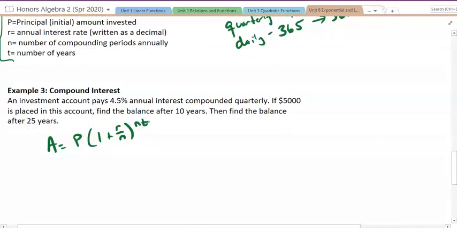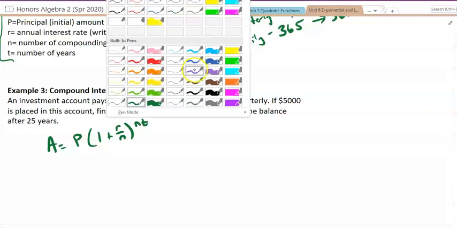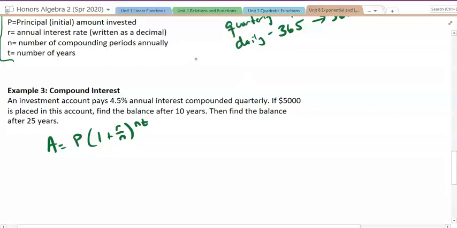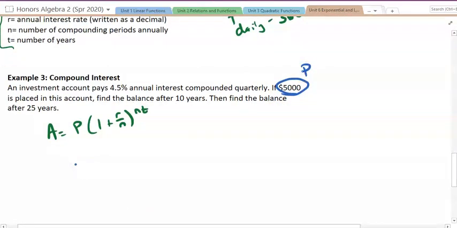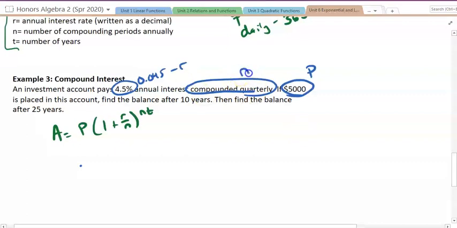I always like to copy the formulas because it just helps me plug things in the right spots. So let's understand what we're given. We're starting with how much money? $5,000. So this is my P. My annual interest rate is 4.5%, so that's going to be 0.045. That is my r. We're told it's compounding quarterly, so my n is equal to 4.